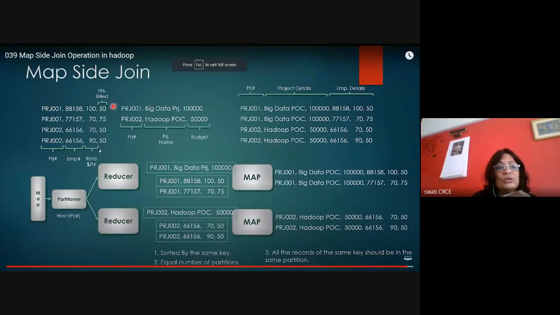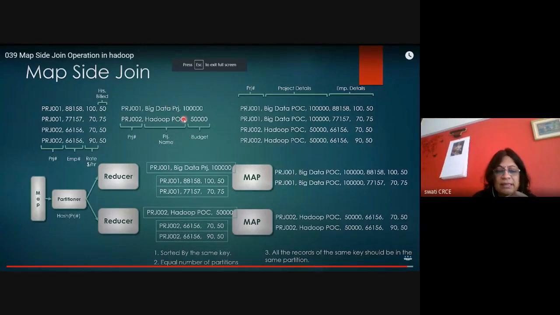If both the tables are too big, then it is not possible. Here the number of projects is less, and this is only the information about the projects. So map side join is suitable in this case. What happens is that this entire table is there with each mapper. In this diagram I'm not showing that, because it is just an input and output that I want to explain.